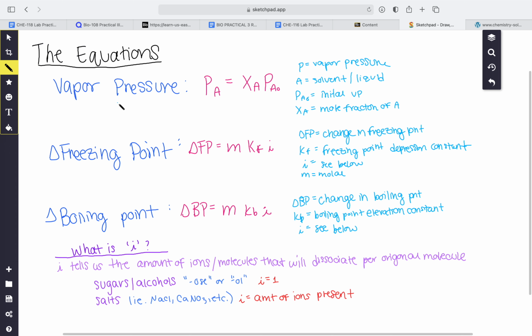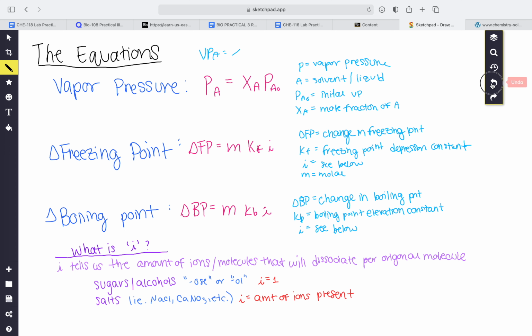So with vapor pressure, the equation that we're going to use is PA is equal to XA and then PA naught. So what all this means is P is the vapor pressure. So P just means vapor pressure. I actually like to write mine as VPA is equal to XA and then VPA naught, just because that helps me to know, okay, that's vapor pressure. I'm not going to mess that up. But you can write it however you'd like to, as long as the math is the same.